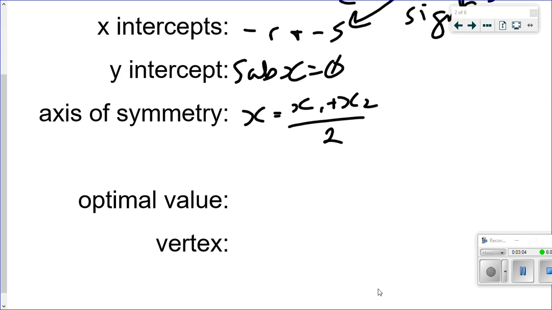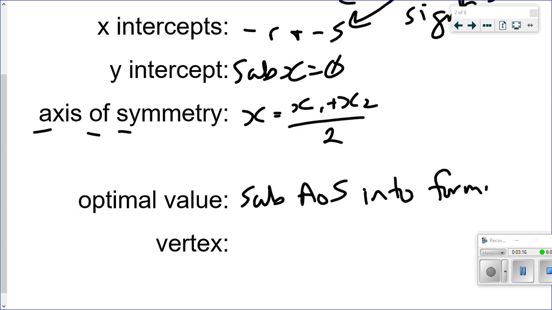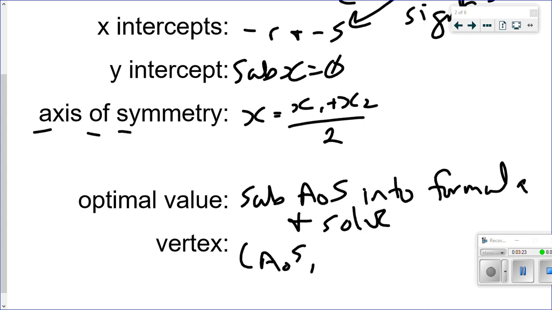Optimal value. Sub the axis of symmetry, AOS, into the formula and solve, just in case people wanted to not do that. All right, and then the vertex is the combination of your axis of symmetry, x, and your optimal value, y.